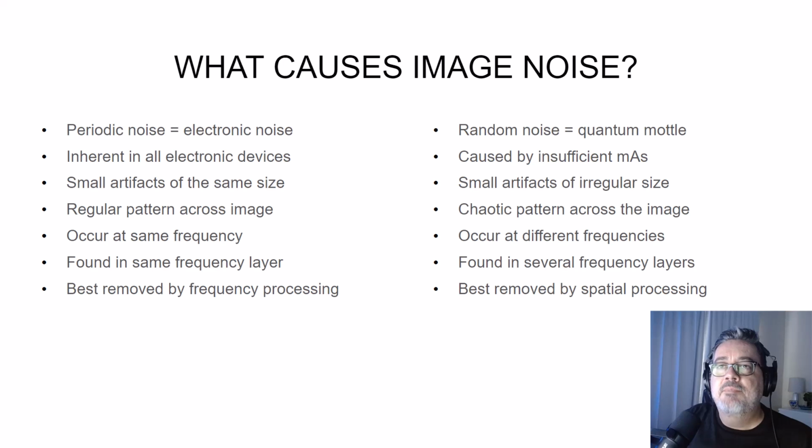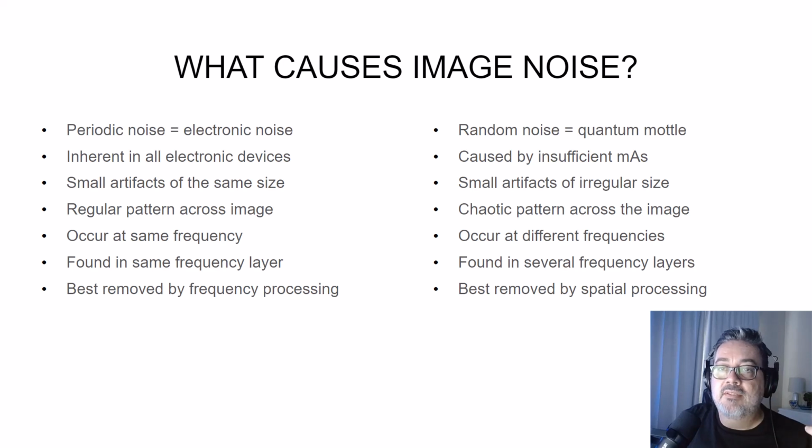All right, the two types of noise are periodic and random. Periodic noise is that electronic noise. It's inherent in all electronic devices. It produces small artifacts around the same size. This looks uniform and in regular patterns across the image in the same frequency, which means it's going to be found in the same frequency layer and can easily be removed by a frequency processing filter.